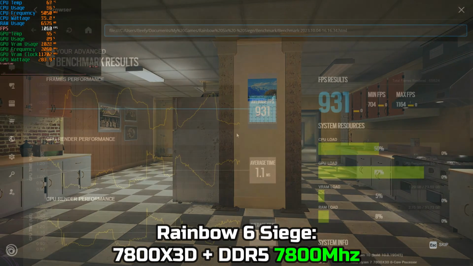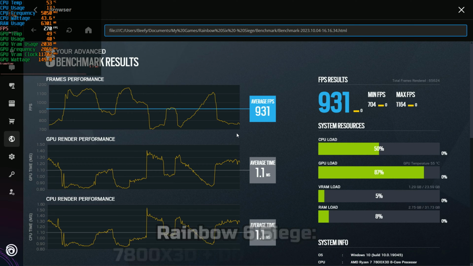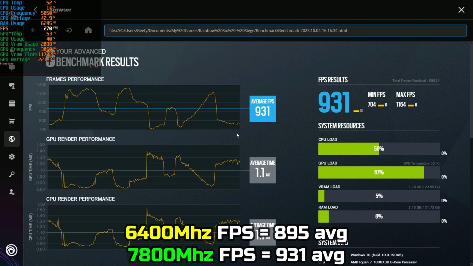Let's see the results. And I am extremely surprised to see this, but the FPS is indeed quite noticeably higher. Now, I'm not going to lie, I didn't expect the difference to be so big in a game like Rainbow Six Siege, but it really is. It seems this game likes to scale with bandwidth, which is, I'm not going to lie, very surprising, but pleasant to see. Let's move on to the next game.